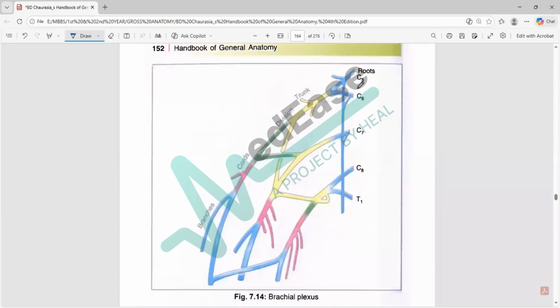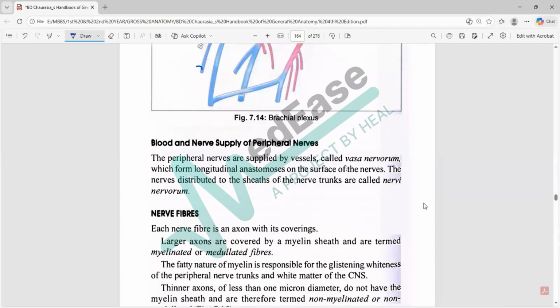Here you guys can see this is our C5, 6, 7, 8 and T1 mainly. Now what you can appreciate is that each upper branch will contain some contribution from C5, C6 or C7 as well, while the lower branches will have contributions from C8, T1 and C7. So it is involved in making contributions from different nerve roots to produce a large nerve mainly.